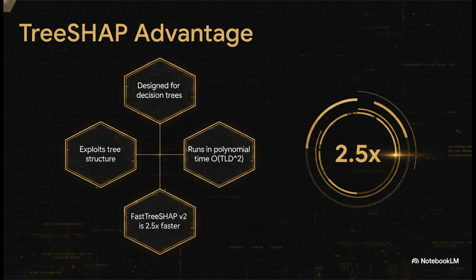Instead of calculating every single combination blindly, TreeShap smartly traces the paths down the decision tree, allowing it to calculate exact Shapley values incredibly fast. Tools like FastTreeShap version 2 have optimized this even further, running like 2.5 times faster than the original. So suddenly, that huge speed advantage Lime had practically disappears if you're working with tree models.